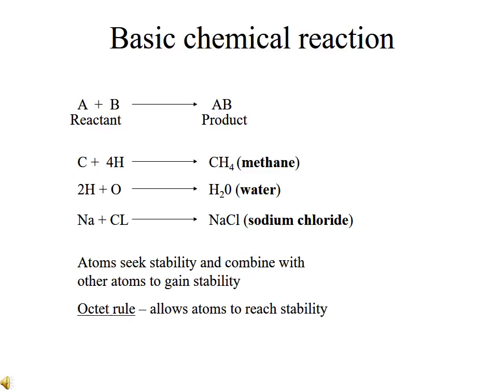Now, the question you have to ask is, what makes hydrogen want to combine with oxygen? And what makes sodium want to combine with chlorine? And so on and so on. Well, the reason for it is that atoms seek stability. And to attain stability, they combine with other atoms. Now, there is something referred to as the octet rule. And the octet rule allows atoms to reach stability.